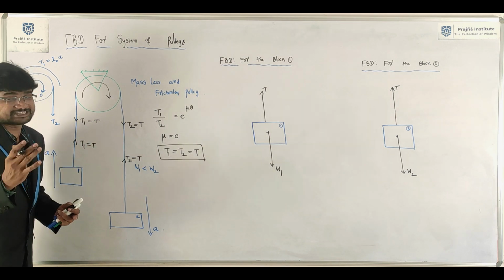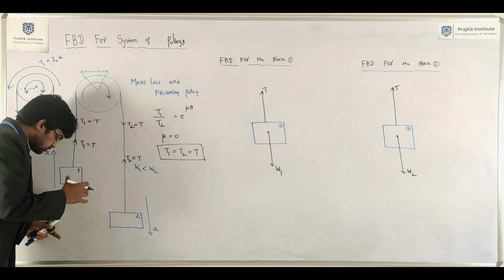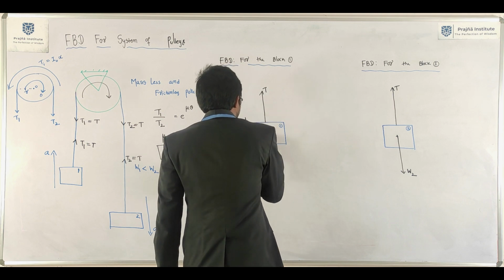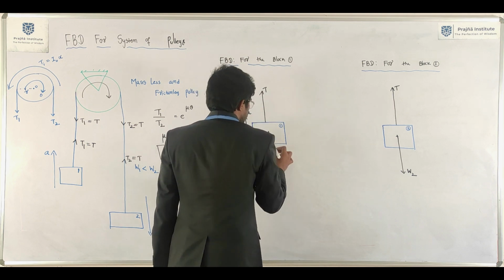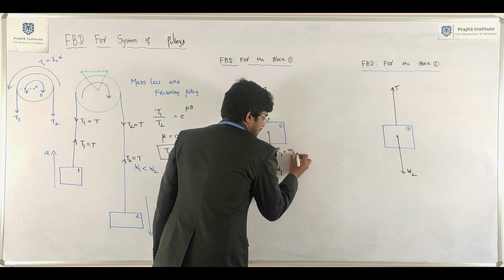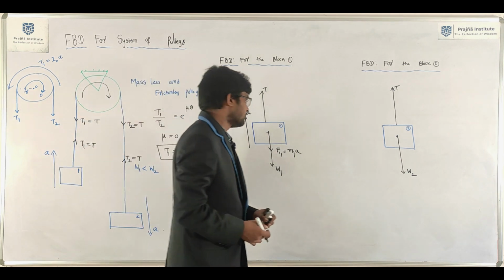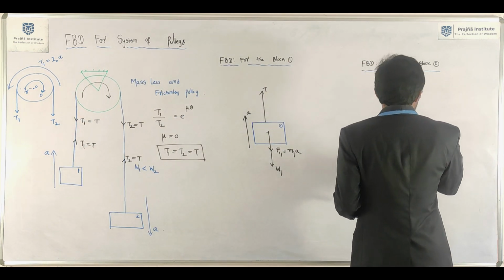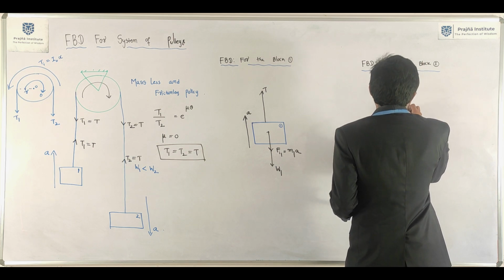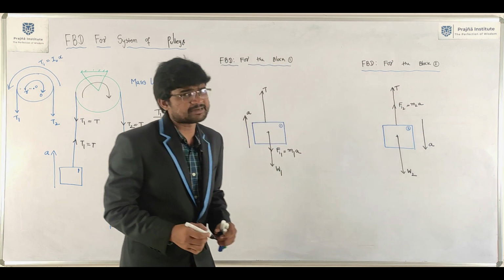Now fourth statement. Inertia force always act opposite to the direction of motion of the block. Here it is moving upward direction. So inertia force will be acting downward direction. M1A. Both are having same acceleration. Now here it is moving downward direction. Hence inertia force will be acting in upward direction. So total 5 statements are over.